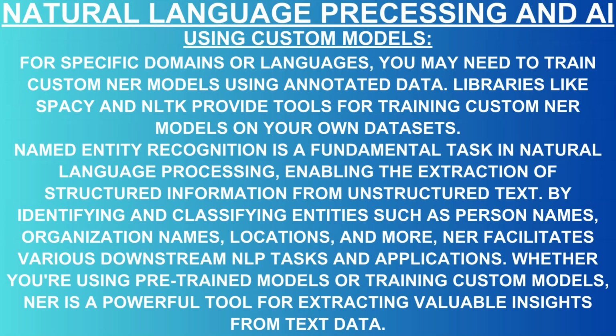Using custom models. For specific domains or languages, you may need to train custom NER models using annotated data. Libraries like spaCy and NLTK provide tools for training custom NER models on your own datasets. Named entity recognition is a fundamental task in natural language processing, enabling the extraction of structured information from unstructured text by identifying and classifying entities such as person names, organization names, locations, and more. NER facilitates various downstream NLP tasks and applications.